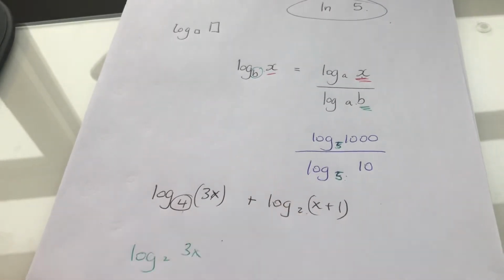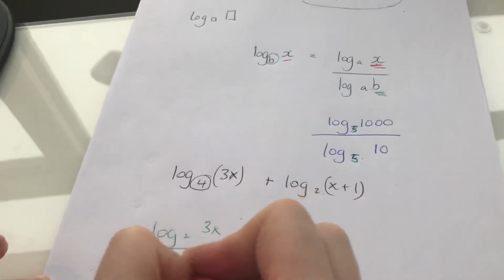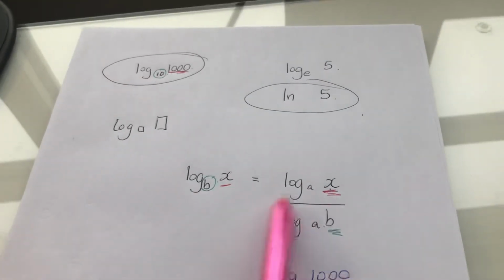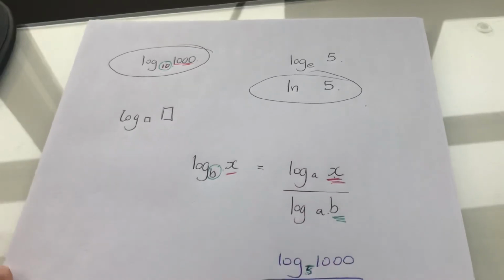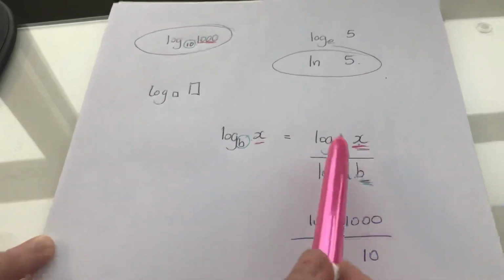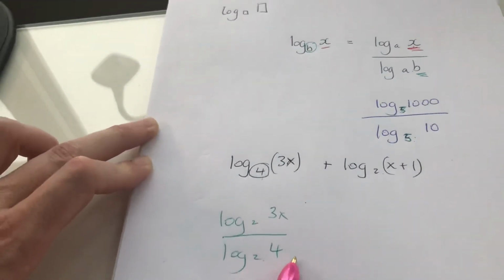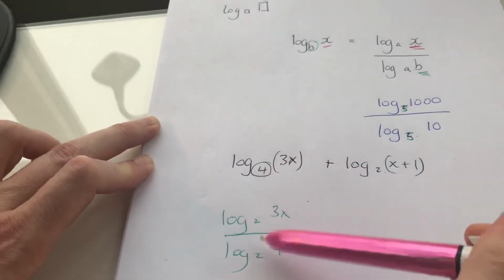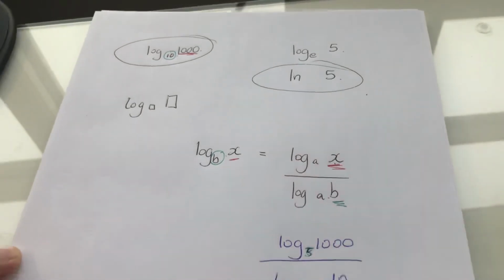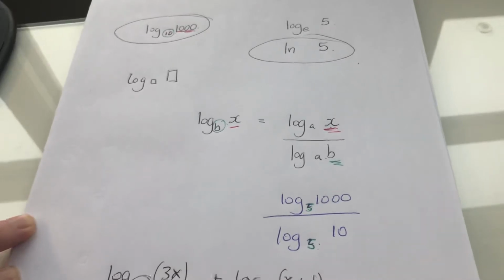in the base 2, my new base, over log of 4 in the base 2. And that's just me following my formula. Log of whatever this was, happens to be a 3x in this situation, over log of the base. And I was deciding to have a base 2, so that's why you have a whatever number you want. Okay, plus log of x plus 1 in the base 2.